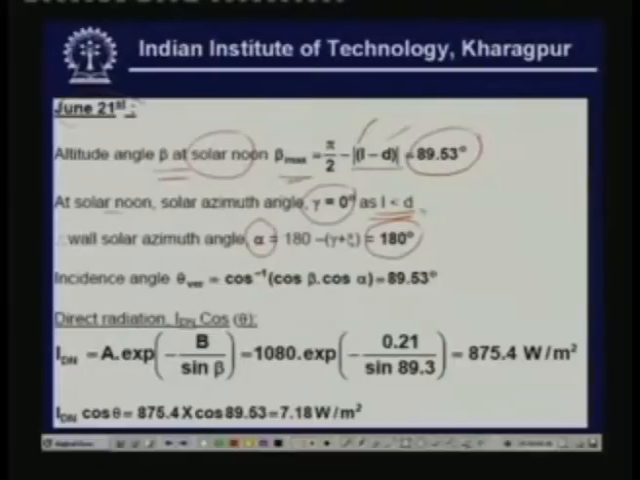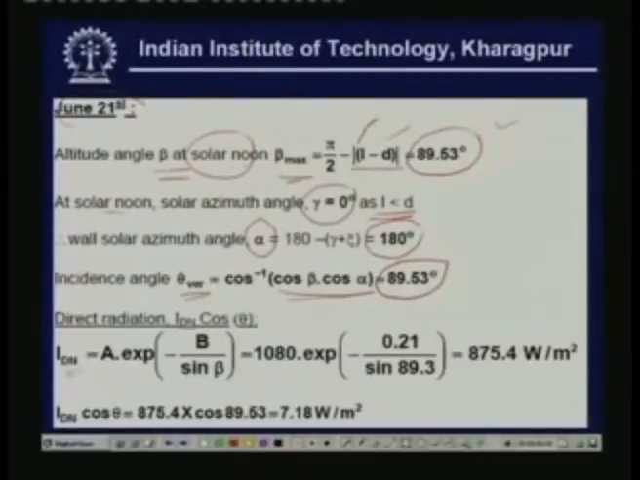Once you know the value of alpha and the value of beta, we can calculate the incidence angle. Since this is a vertical wall, the incidence angle is given by theta vertical is cos inverse of cos beta into cos alpha. Beta is 89.53 degrees and alpha is 180 degrees. From this you find that the incidence angle is 89.53 degrees. Once you know the incident angle, we can calculate the direct radiation on the surface. The direct radiation is given by IDN cos theta.